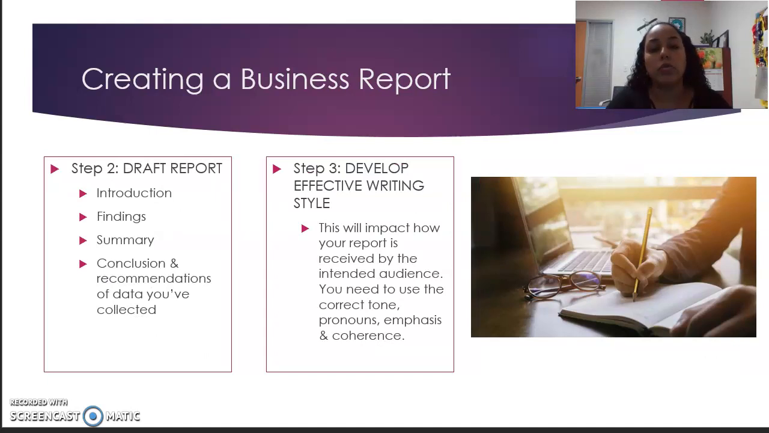Step 2 of creating a business report is to draft your report. When you draft your report, you must include an introduction, your findings, and a summary. Once you've done those 3 things, you will have a conclusion and recommendations of data you've collected. Then you move to step 3, which is developing your effective writing style. This will impact how your report is received by the intended audience. You need to use the correct tone, pronouns, emphasis, and coherence.